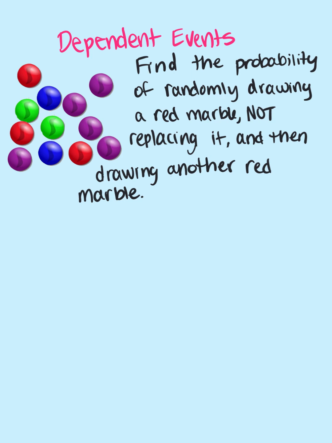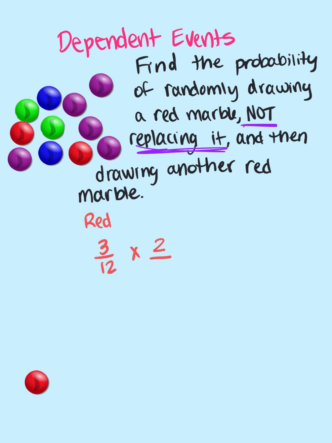Okay, we're going to do another one with the same scenario. Find the probability of randomly drawing a red marble, not replacing it. Again, that's the key there. And then drawing another red marble. So I'm going to say that I'm going for a red marble, and that's 3 out of 12. Now we're assuming that this happens. So that means that one of the red marbles goes bye-bye. So now, how many red marbles are there? There's only 2 red marbles out of how many marbles there are total? Now there's only 11 marbles. So notice that my denominator changes because one thing has been removed. The first event affected the second event.